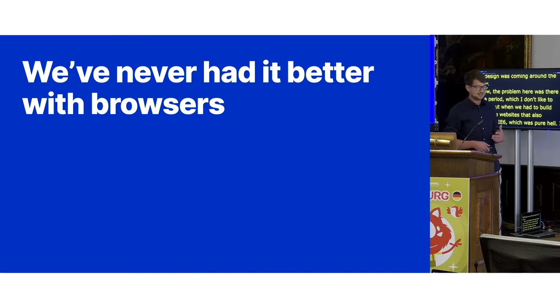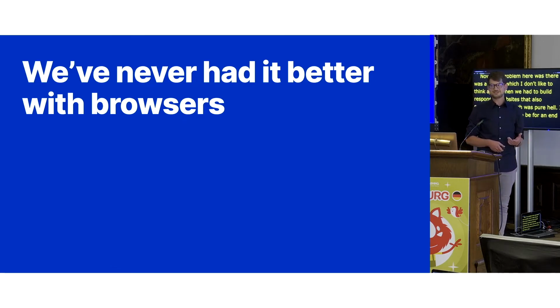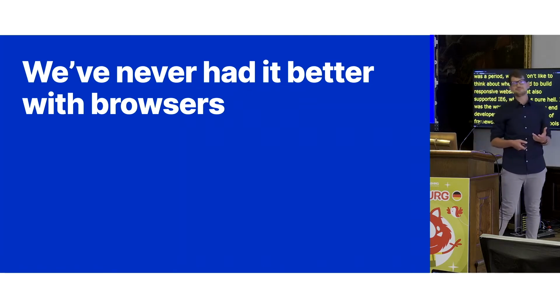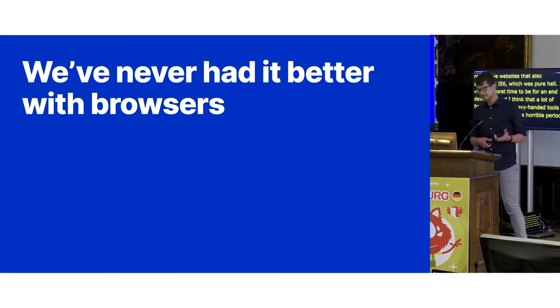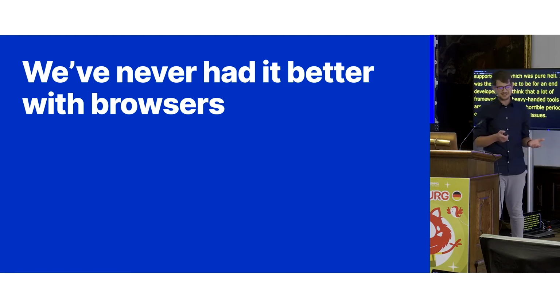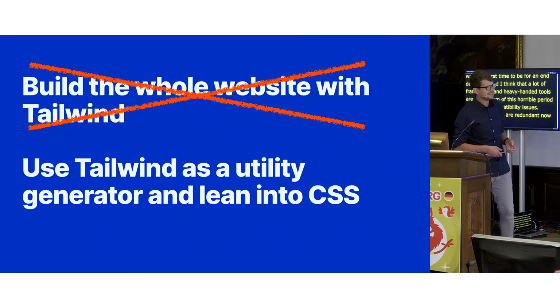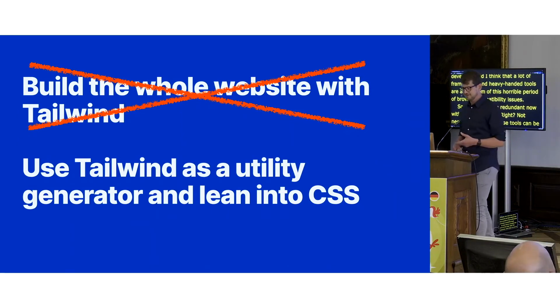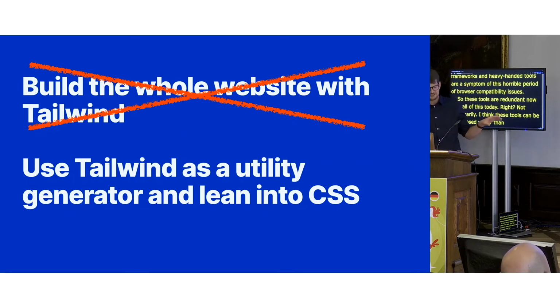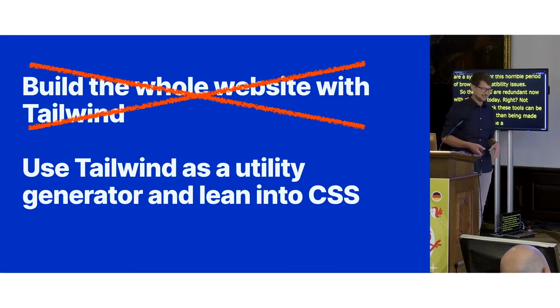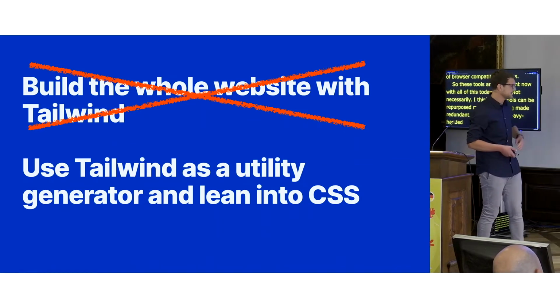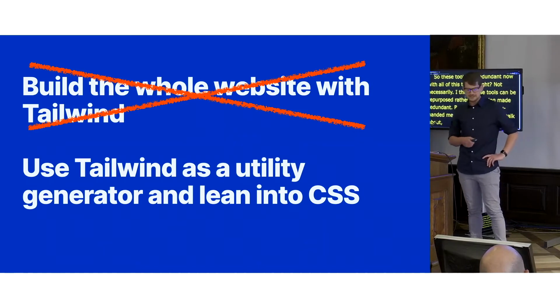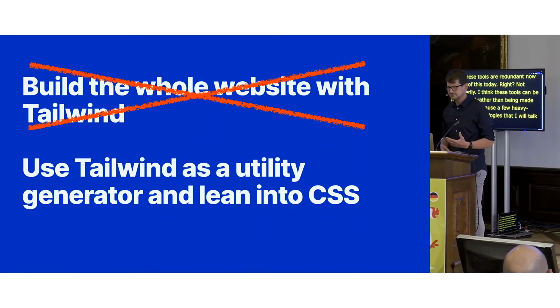And I think that a lot of frameworks and heavy-handed tools are a symptom of this horrible period of browser compatibility issues. So are these tools redundant now with all this that I've shown you today? Not necessarily. I think these tools can be repurposed rather than being made redundant. There's a few heavy-handed methodologies that I won't talk about, like CSS and JS, sorry. But I think Tailwind's actually quite useful.